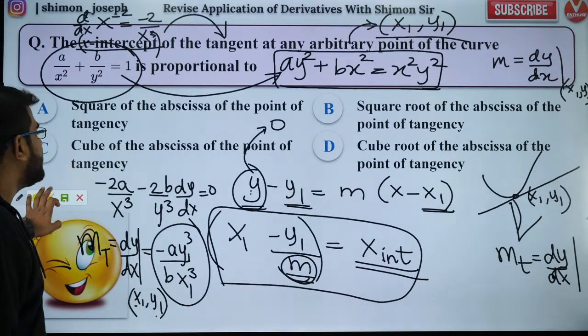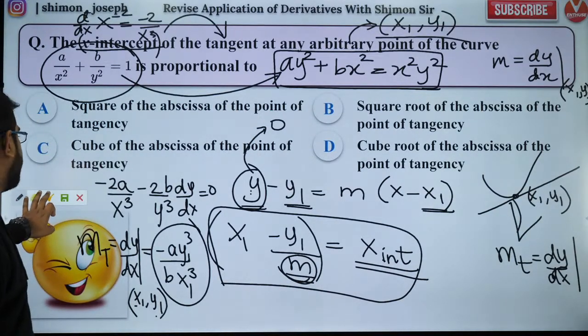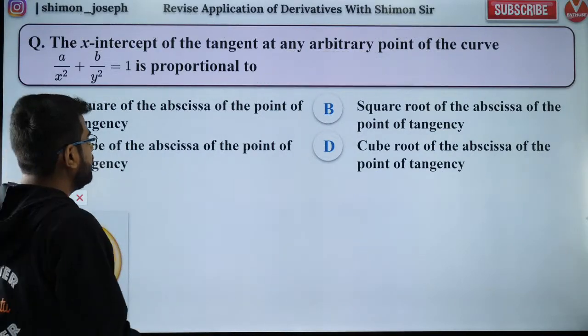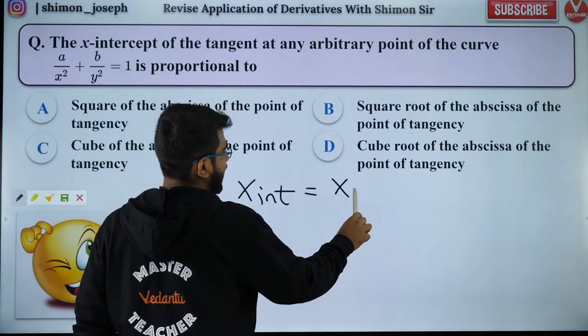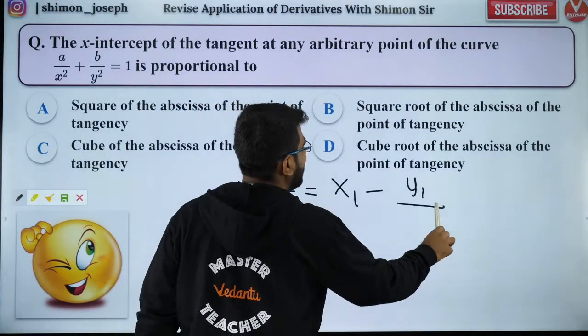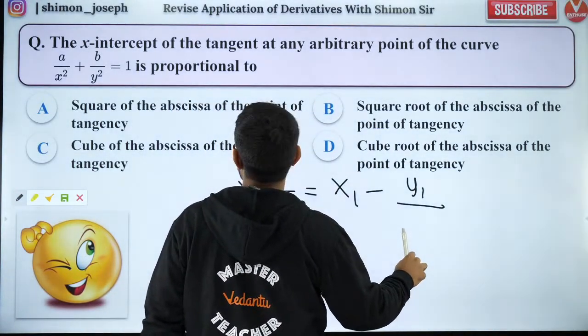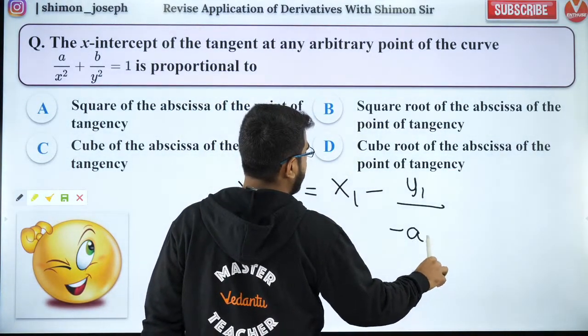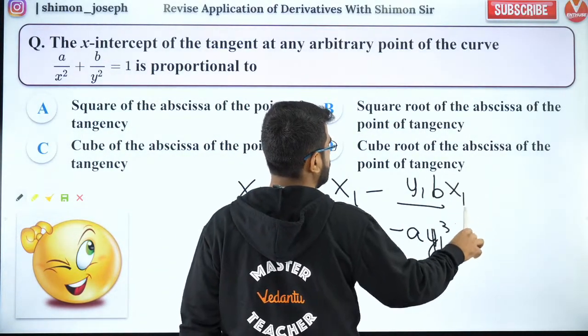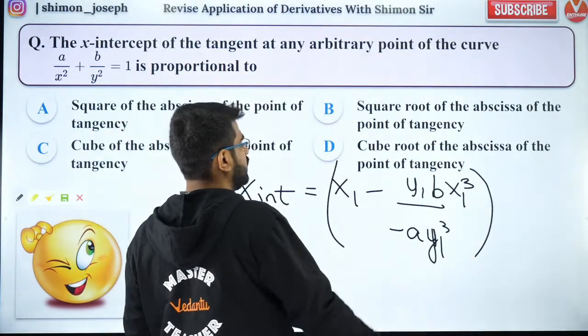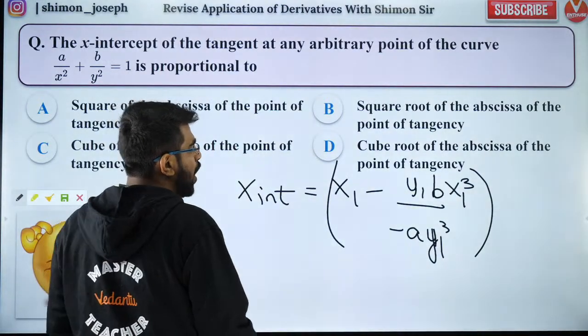Okay, so people, now we can easily cover it. So what do we have here? We have x-intercept is equal to x1 minus y1 by m. What is m? m is nothing but minus a y1 cube by b x1 cube. So that is my x-intercept. Are you all clear with that?